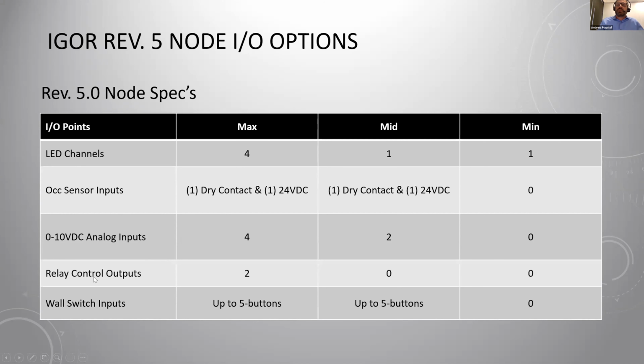From a relay control standpoint, the Rev 5 max nodes are our only node version right now that has relay control outputs. We've got 2 outputs on each, and those can handle both latching as well as maintained, like single pole, dual throw type relays. That's very handy if you're doing a hybrid lighting control solution, or maybe you've got some line voltage lighting you need to use a relay to turn on and off, or just some other peripheral devices, like a pump or a valve, that have more on-off control. And then from a wall switch input standpoint, again, the max and the mid will allow up to a 5-button wall switch to be wired to them.